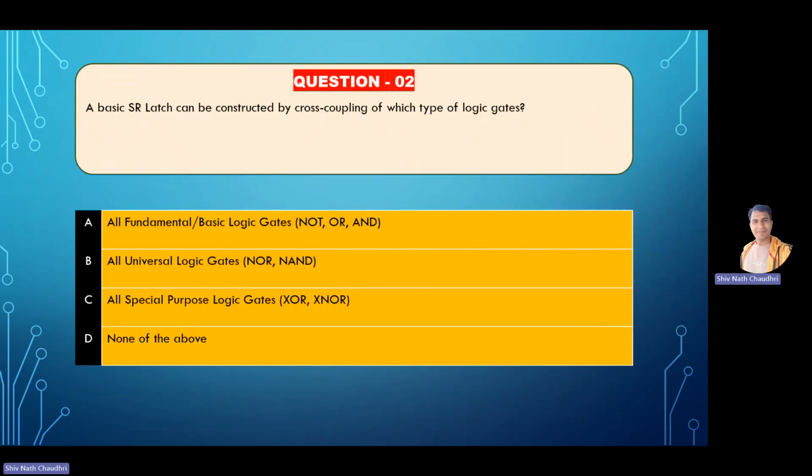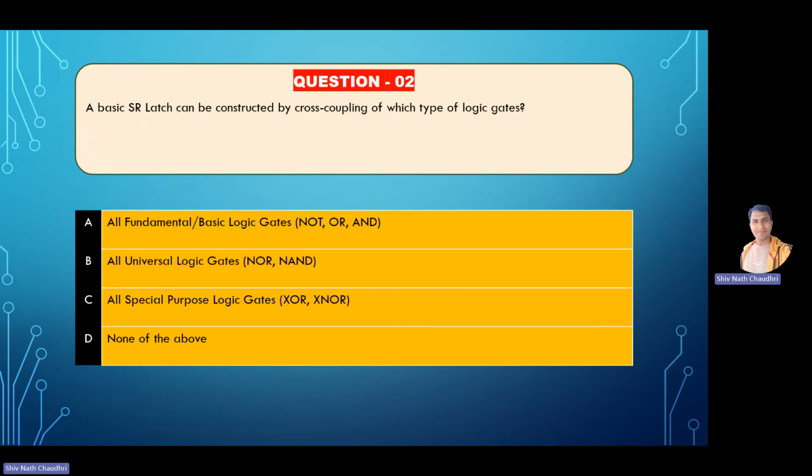The second question is: a basic SR latch can be constructed by cross coupling of which type of logic gates? Option A is basic logic gates: NOT, OR, AND. Second option is universal logic gates: NOR and NAND. And the third option is special purpose logic gates, that is XOR and XNOR.